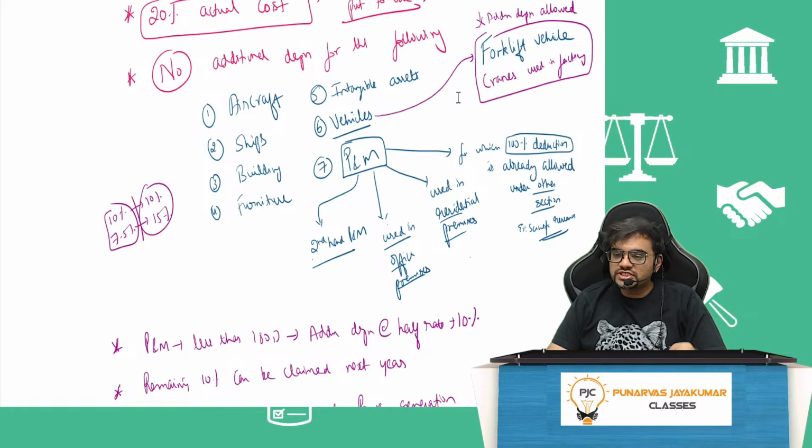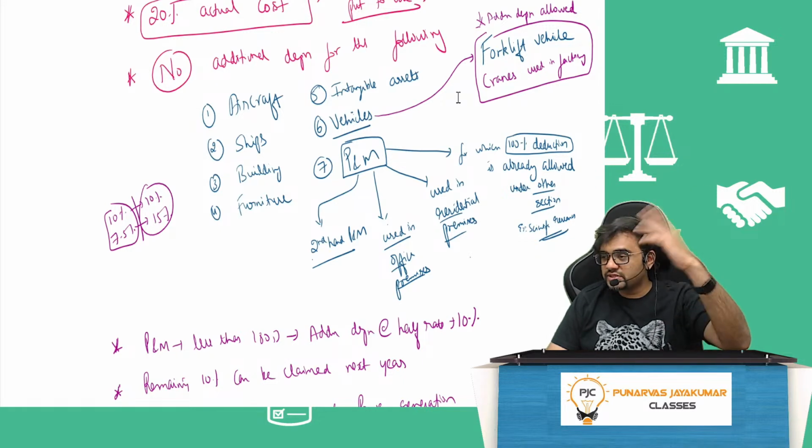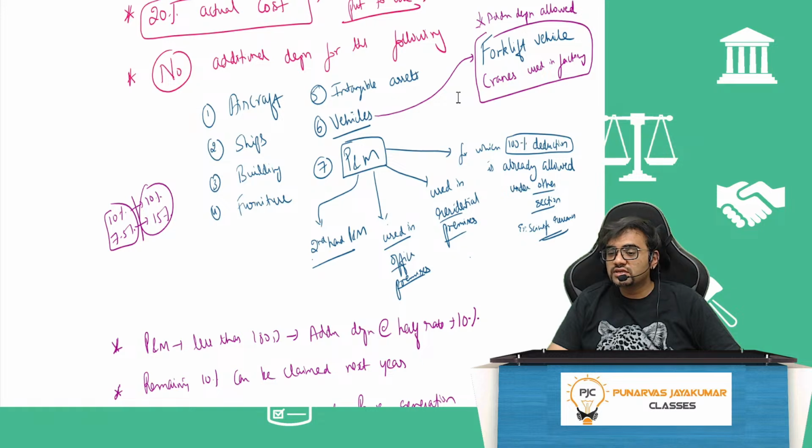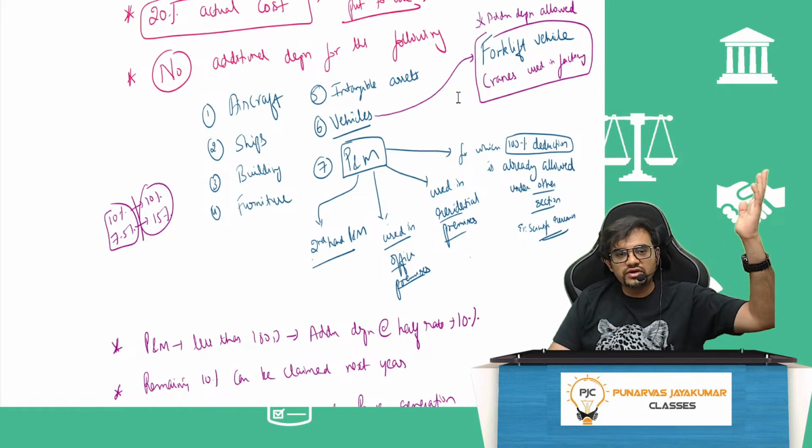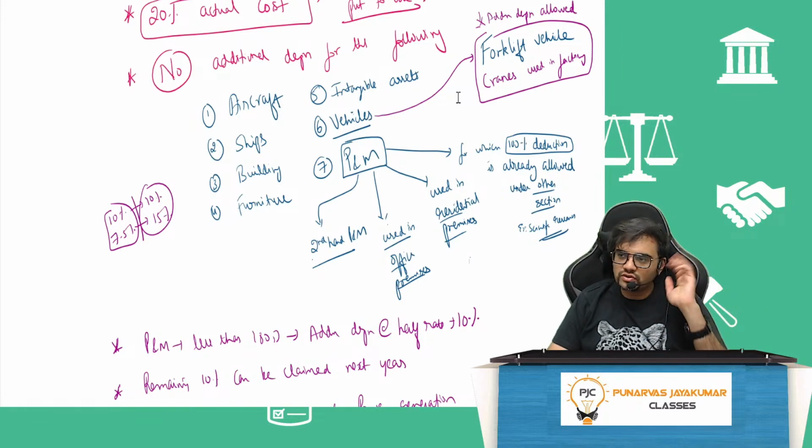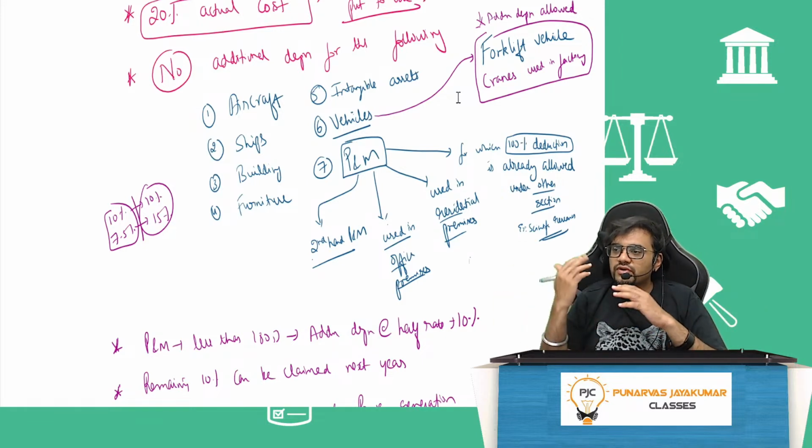No additional depreciation if you have already claimed 100% deduction before. For example, it is a scientific research asset brought into business. You have already claimed full 100%. Will you get additional depreciation? No. Normal depreciation only you will not get. What additional depreciation?